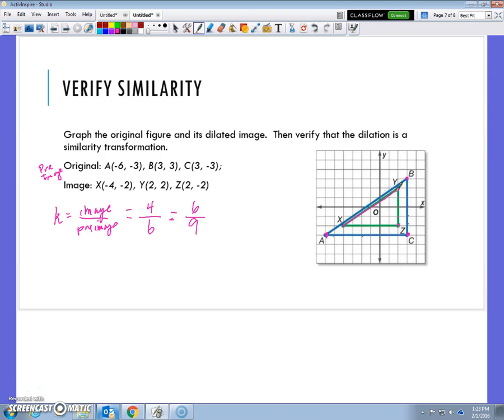So I prefer the Pythagorean theorem. If I know this is 1, 2, 3, 4, and this guy is 1, 2, 3, 4, 5, 6, I can use the Pythagorean theorem to find my last missing side here, which isn't too bad compared to the quadrilaterals.